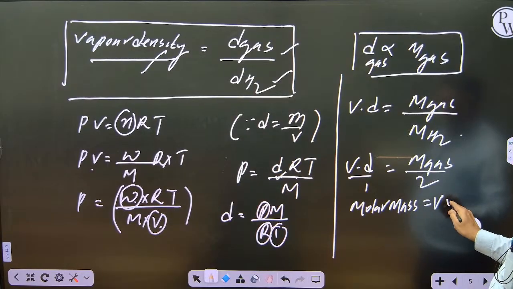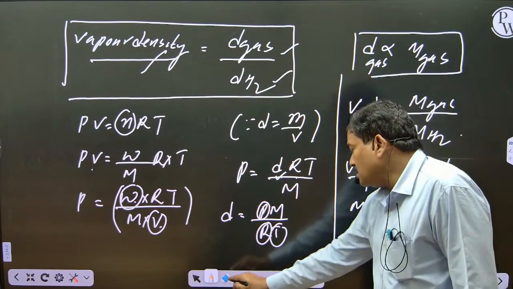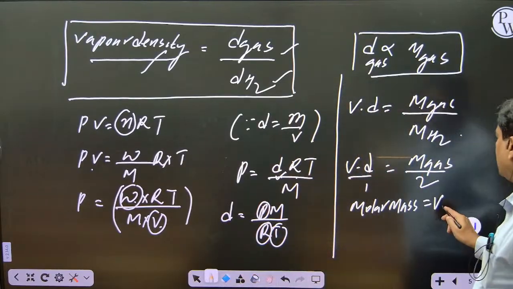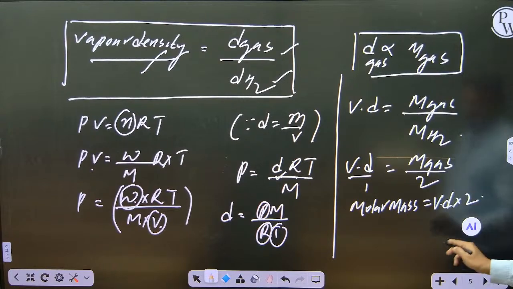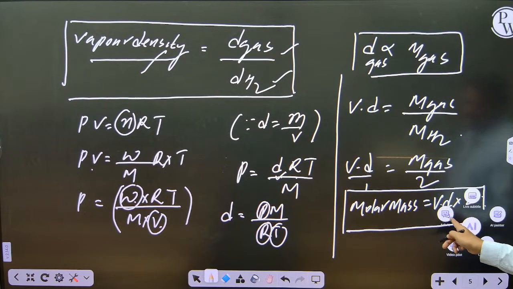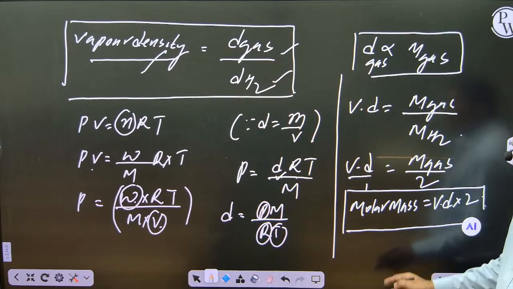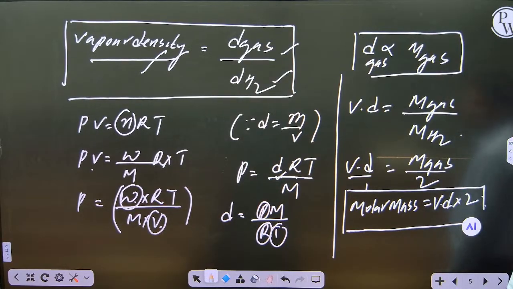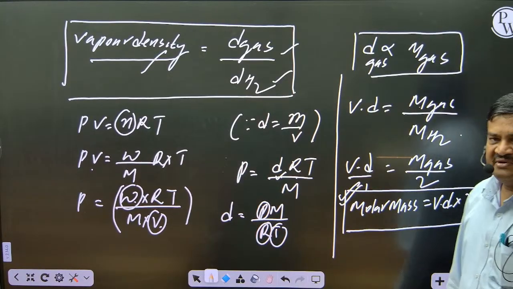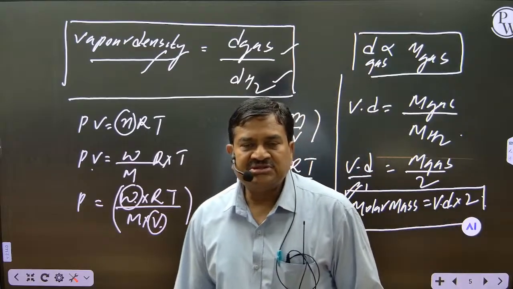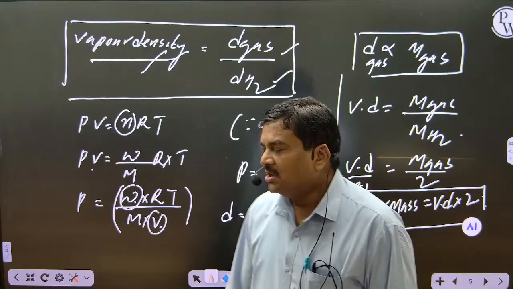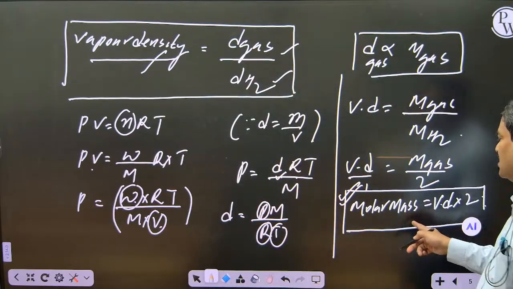Twice of vapor density will give molar mass. Understood, student? For a gas, vapor density into 2 will give molar mass. This is the important relation between vapor density and molar mass. Copy this. So in the problem, when they give vapor density and ask you to find molar mass, what do you do? You multiply the vapor density with 2. So twice of vapor density will give molar mass.